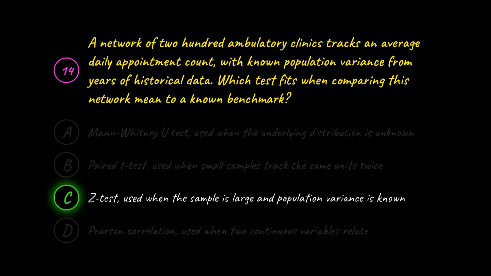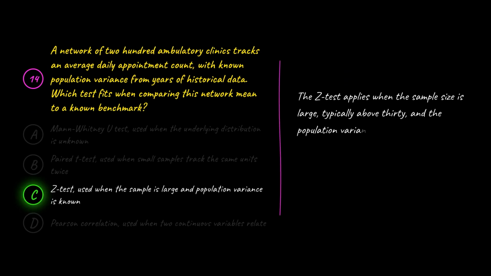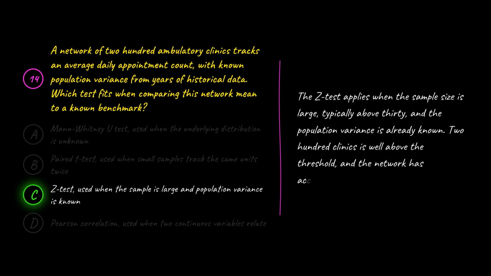The correct answer is C. Z-test, used when the sample is large and population variance is known. C is correct because the Z-test applies when the sample size is large, typically above 30, and the population variance is already known. 200 clinics is well above the threshold, and the network has accumulated population variance from history. Those two conditions together signal a Z-test.